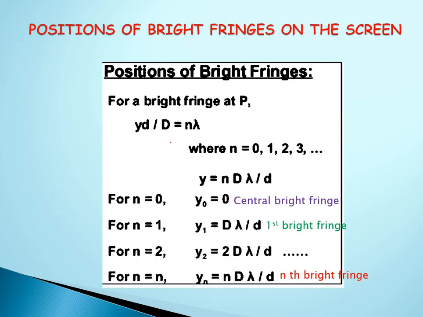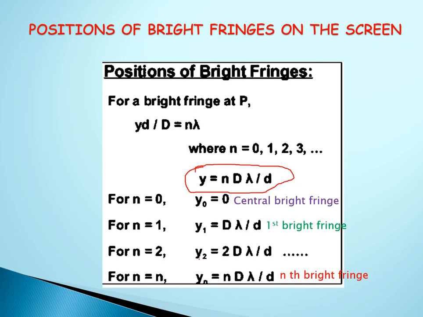Now children, I have written it again. The position of the bright fringe on the screen is given by n lambda D by d. For n is equal to 0, y0 is equal to 0, the central bright fringe. For n is equal to 1, y1, the position of the first bright fringe. For n equal to 1, it is lambda D by d, the position of the first bright fringe.